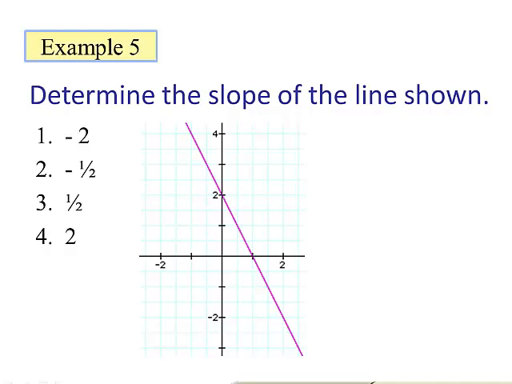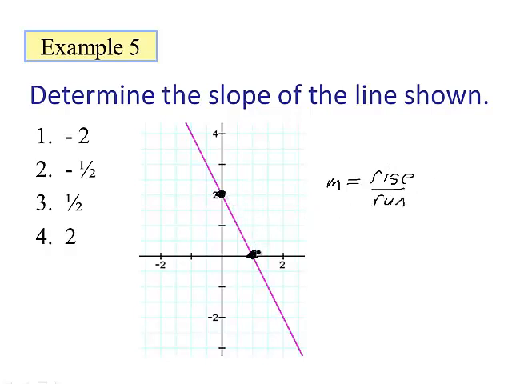Now for this problem, we are given a graph and we're asked to find the slope. So I'm going to pick 2 points. This point is on the line, and so is this point. And what we want to do is use the formula. This time, since we have a graph, it's probably going to be easier to use our rise divided by our run.